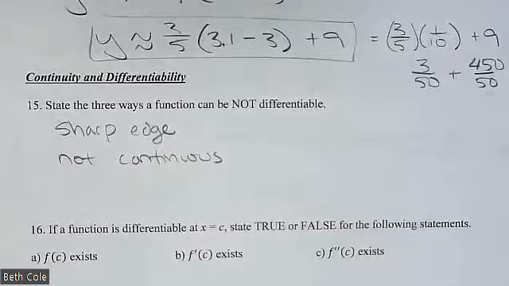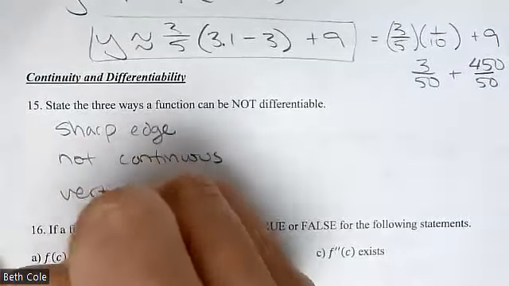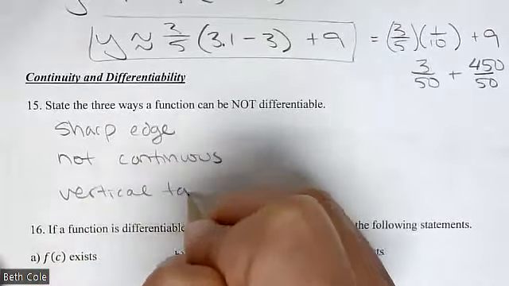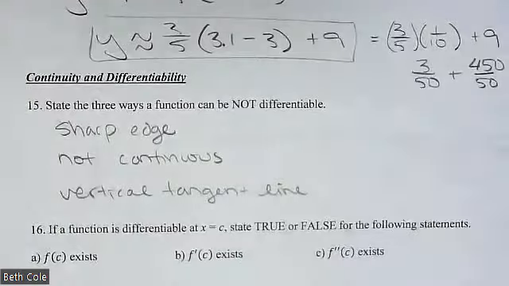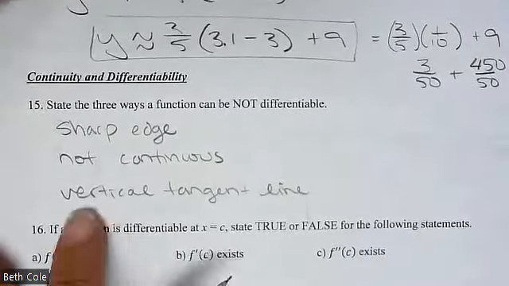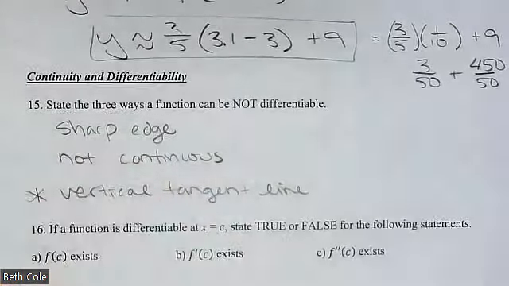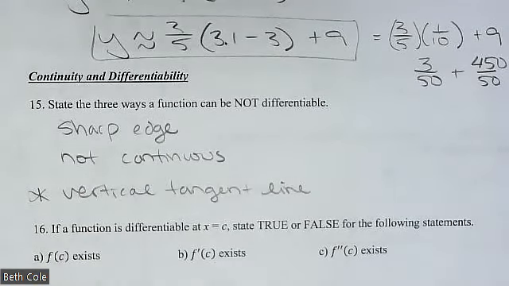Good. People forget about the third one: a vertical tangent line. What is the slope of a vertical line? By definition, it is undefined, but people do forget about that one, so maybe put a star next to it. If it's not continuous, you can't get a derivative. Everybody remembers a sharp edge, but vertical tangent line, people tend to forget about.